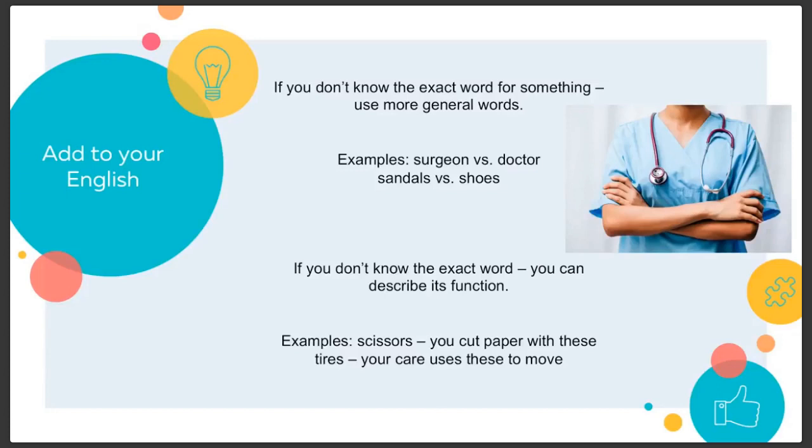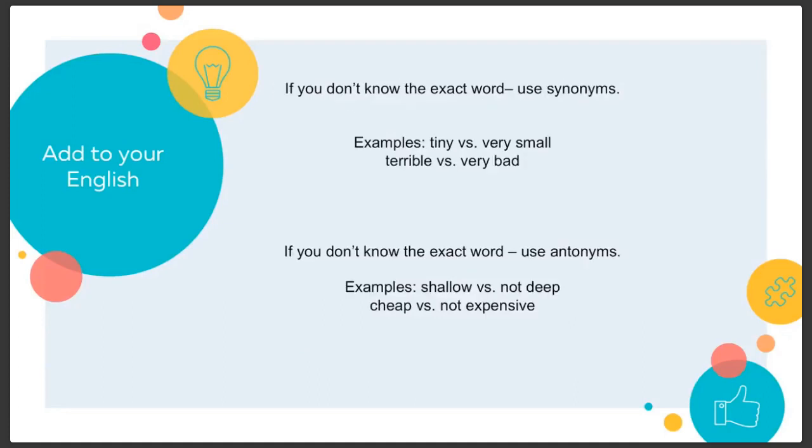Also, if you don't know the exact word, you can describe its function, like I did with the surgeon. I said what he does. And an example here is scissors. What are scissors? You cut paper with these. Okay, so it shows us what they do. It shows us their function. Or tires. Your car uses these to move. All right? So these are describing something by function.